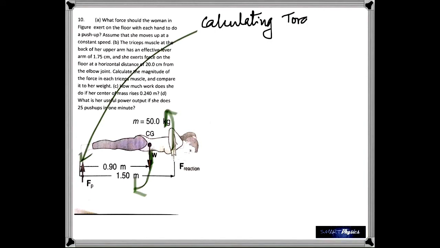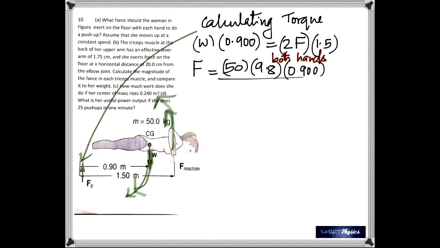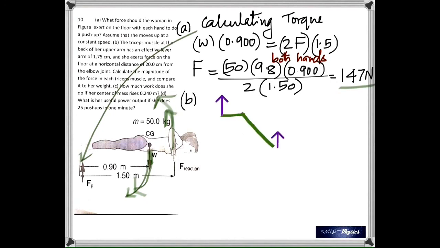Okay, calculating the torque about the feet. So I drew it again. Now, so her weight times 0.9 should be equal to 2F. Why 2F? Because she has two arms like anybody else. And so if the force in one arm is F, the total in both is 2F. So 2F times 1.5. And you can calculate F because her weight is 50 times 9.8 because the mass is 50 kilograms. Rearrange that and calculate that. You get 147 newtons for A.